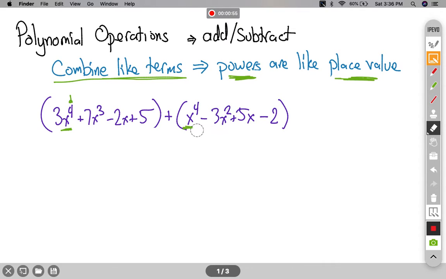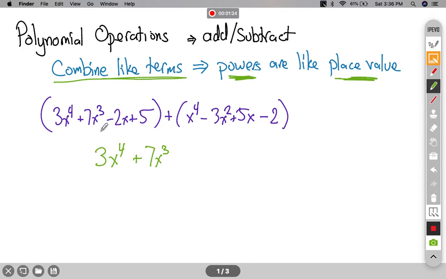So let's clean this up a little bit, and we'll start with this problem. 3x to the fourth plus 7x to the third minus 2x plus 5 plus x to the fourth minus 3x squared plus 5x minus 2. Using this idea of place value, I'm going to rewrite this out as a vertical addition problem. So I have my x to the 4 place. I have my x to the third place.